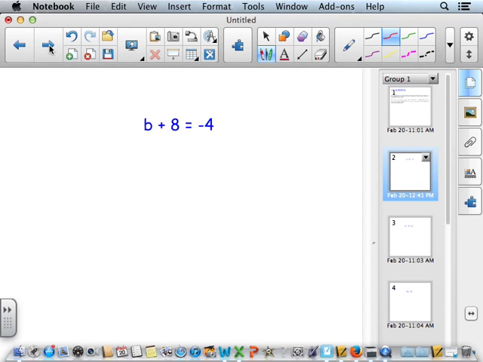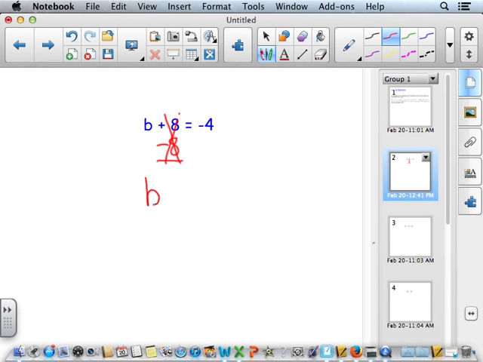Here I have an equation involving addition. I have b plus 8 equals negative 4. To find out what I would have to add to 8 to get negative 4, I'm going to subtract 8. If I'm isolating my variable, subtracting 8 from 8 will leave me with 0.